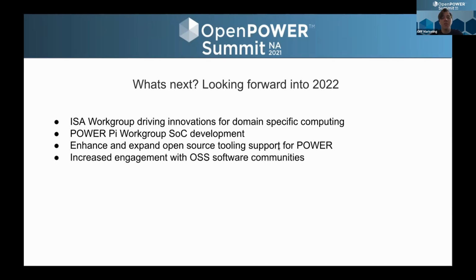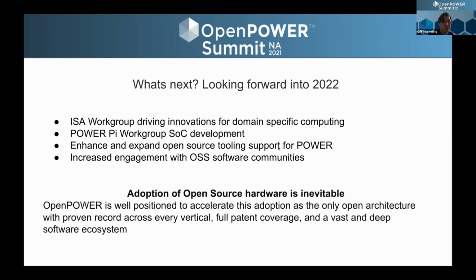And then increase engagement with the other open source software communities. Even though Power has a very deep and vast software ecosystem, I think what we really need is engagement in terms of representation within these communities for the Power ecosystem to make sure that we are a first-class citizen, to make sure that we are really in the thick of things, and people know what's going on with Power and have an understanding of just how easy it is to get things running on Power, even though most things already are.